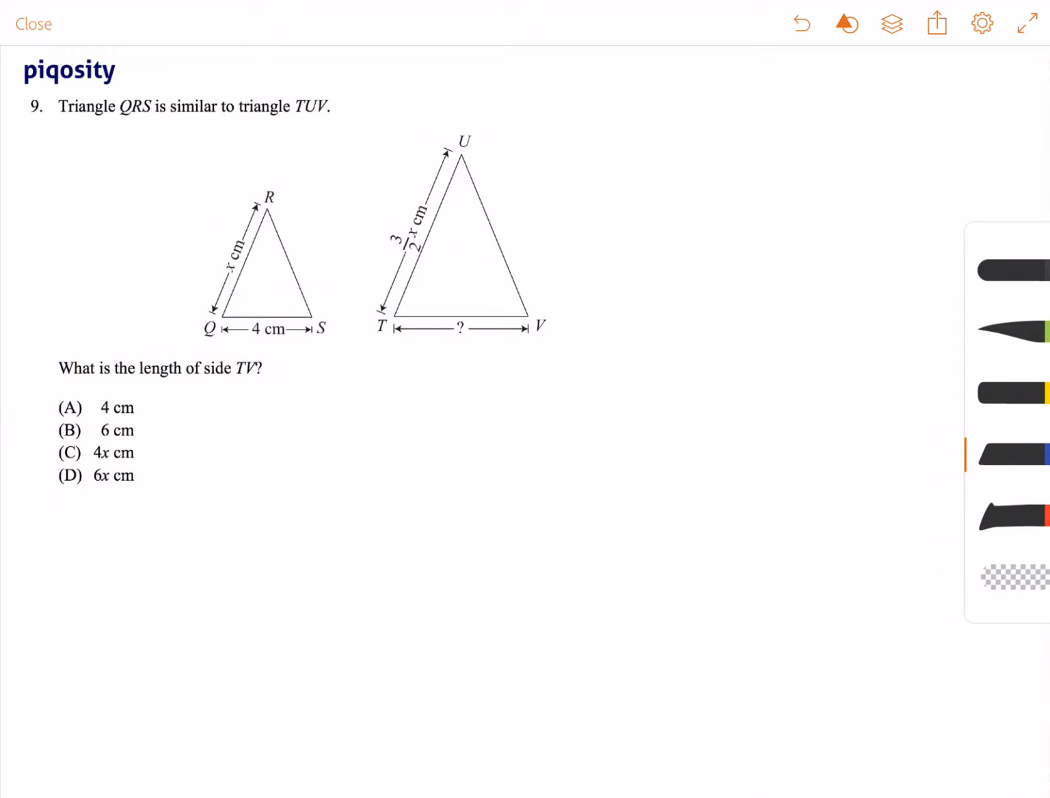We have the measurements for QRS as x centimeters and 4 centimeters. And then the measurements for TUV are 3 halves times x versus this value here. And the question is asking, what is the length of side TV, or what we just circled, this side here, the question mark. So we need to figure out what the ratio is between these two triangles.